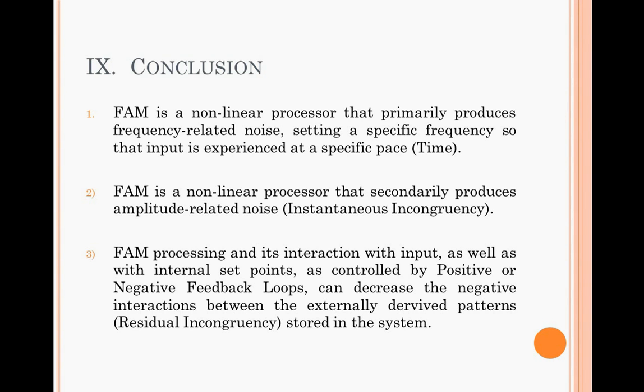FAM is a nonlinear process that secondarily produces amplitude-related noise, and this is going to be the instantaneous incongruency, which is one of the cornerstones of who we are, at that level of instantaneous incongruency. That which pushes us forward into what we're doing is a secondary function of the FAM process, which primarily does the frequency-related noise that allows for specific frequency, which is what we experience as time. A secondary thing to that is the amplitude-related noise, which is instantaneous incongruency.